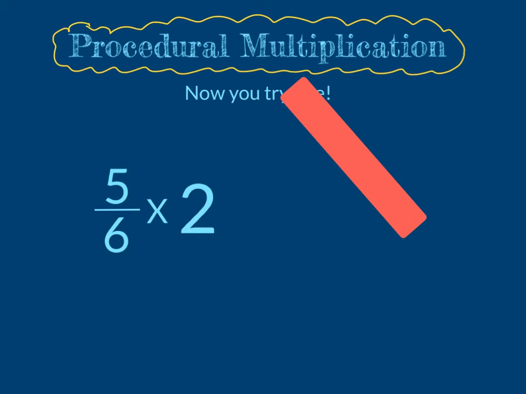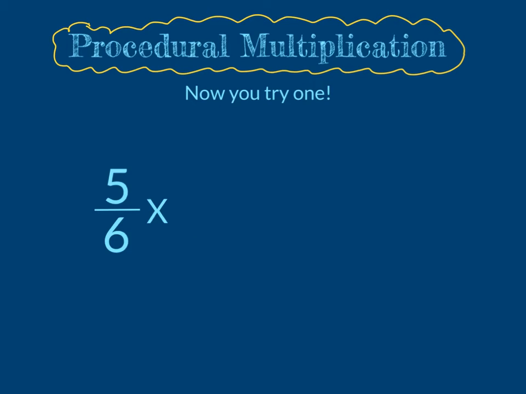Hopefully you've had a chance to solve the problem because we're about to go over it. So the first thing that you would have to do when multiplying 5/6 times 2 is to change that 2 into a fraction. The fraction we would change it to is 2 over 1. Then I can multiply straight across. 5 times 2 is 10, and 6 times 1 is 6, giving me the improper fraction of 10/6.